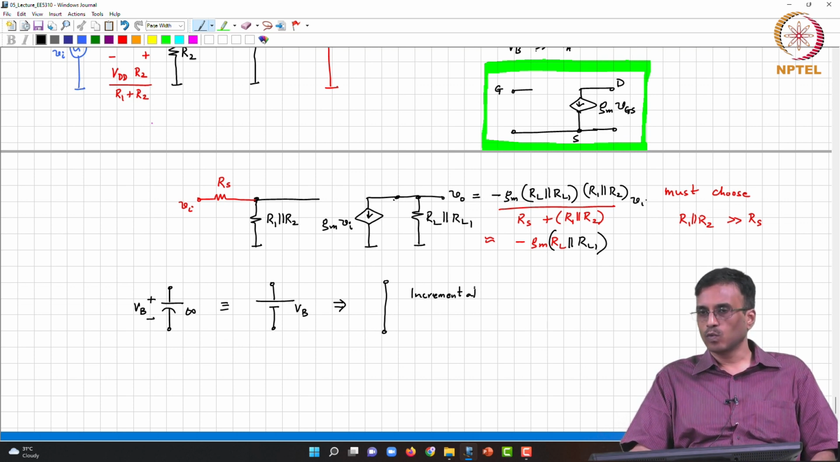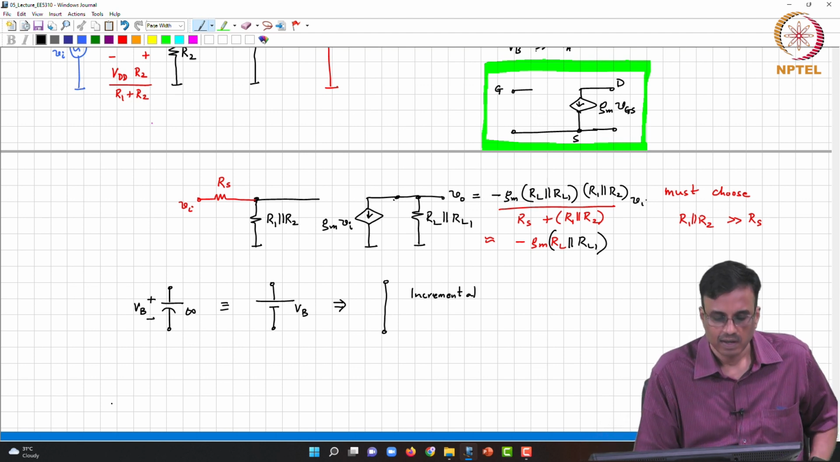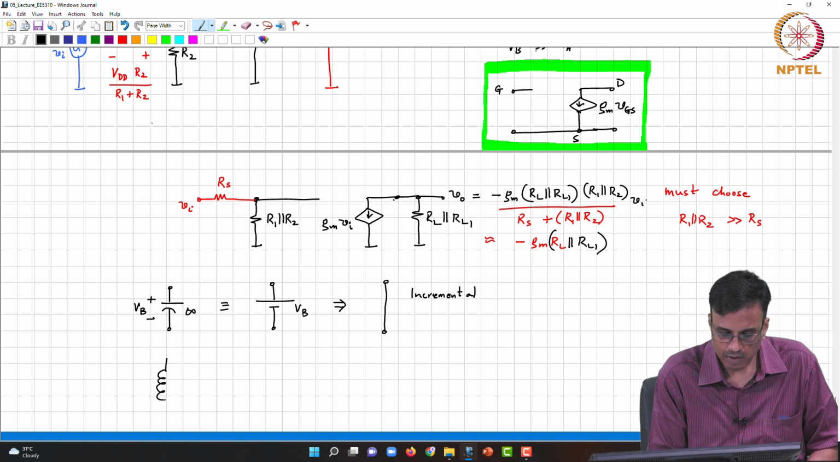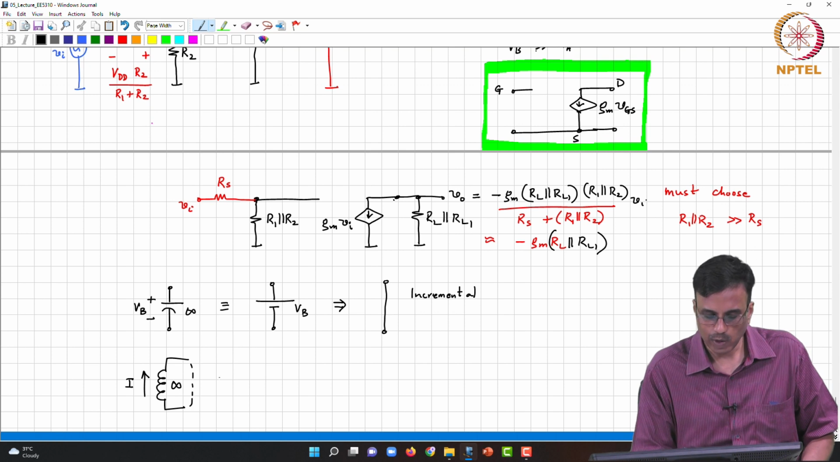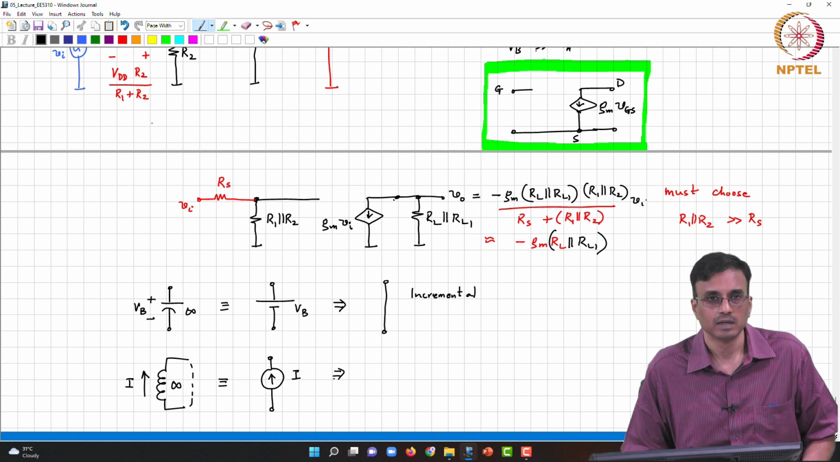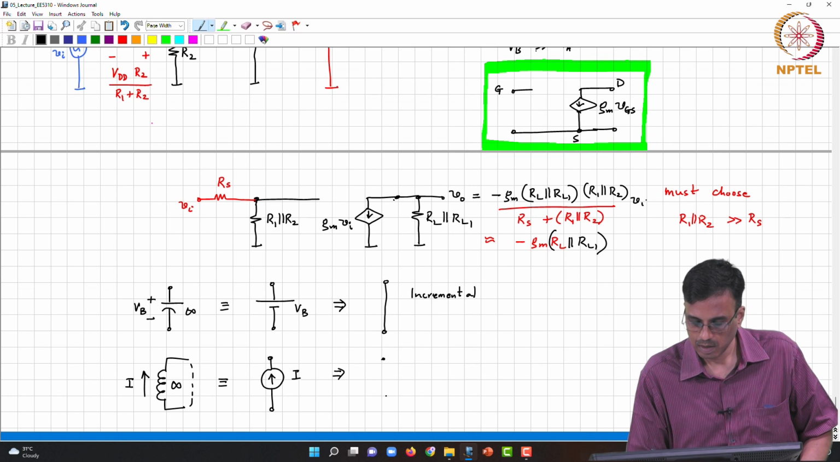If I say voltage is to current as capacitor is to inductor: a capacitor stores charge, and an inductor stores energy in the form of flux, correct. So, a capacitor can be left open, an inductor must always be left shorted. An inductor which is carrying a current I, assuming there is some path here, is equivalent to a current source of value I, which in the incremental network is an open circuit.